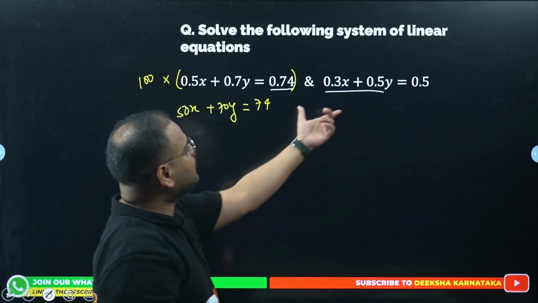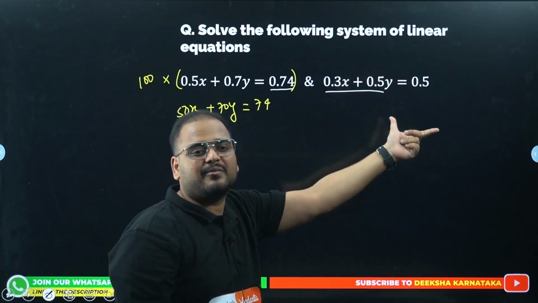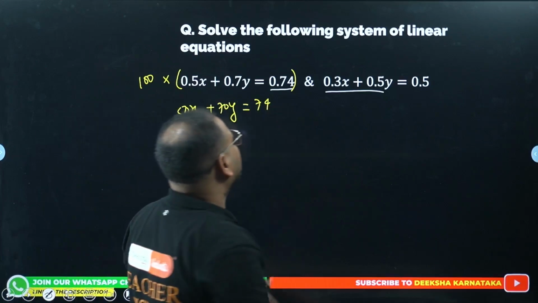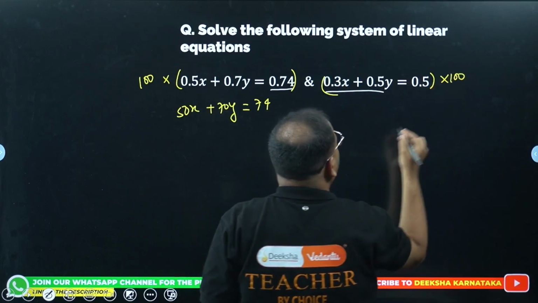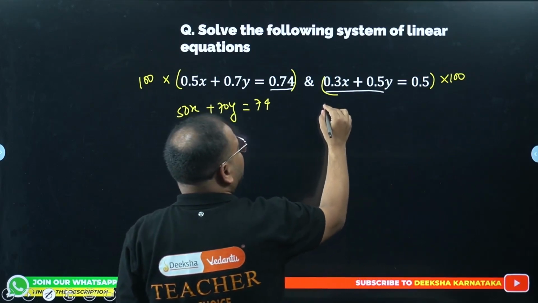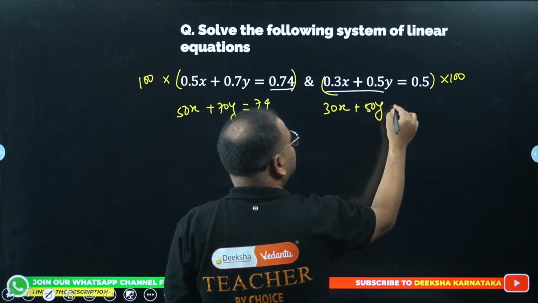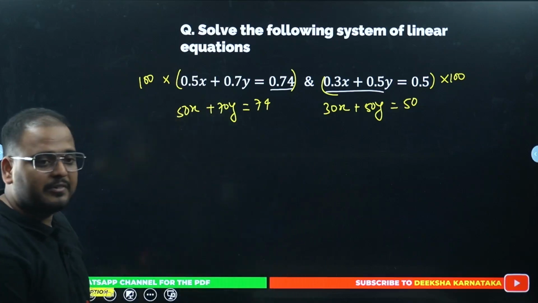Now if you multiply with only 10 here, because there is only one decimal place, then it'll look like 3x, 5y. It's 50 and 70. So let's make it again with 100 only, to make our work easier. What do we get here, sir? 30x, 50y and 50 and 50.